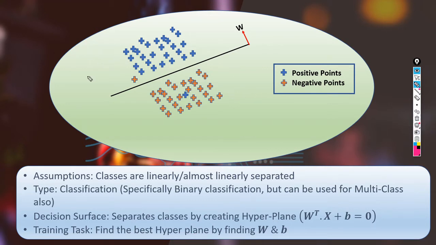Because say this is the class. Now this could be a hyperplane, right? This is also separating both the positive points and negative points. But this is not the best hyperplane, right? Because there are some errors. We have to minimize that error, or we have to maximize the classification accuracy.